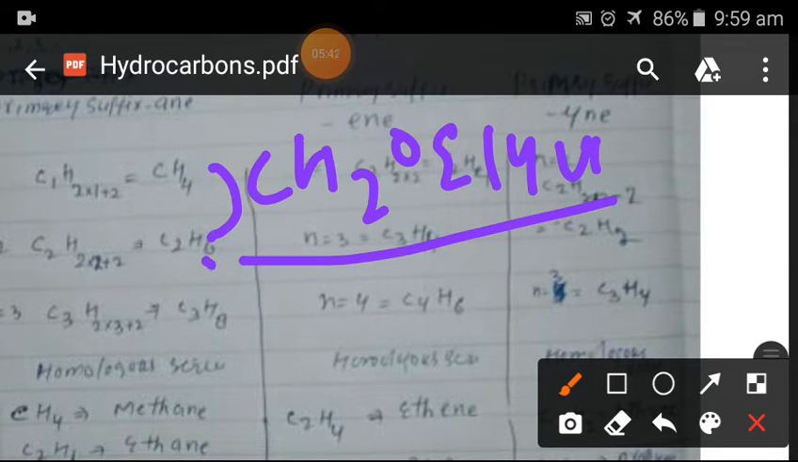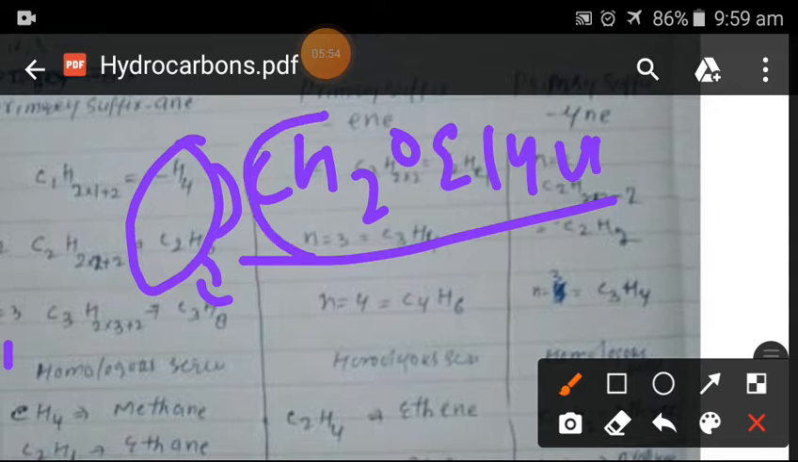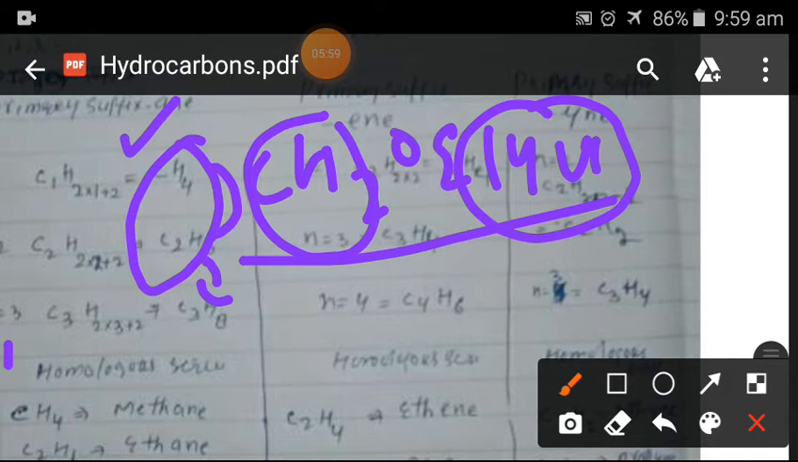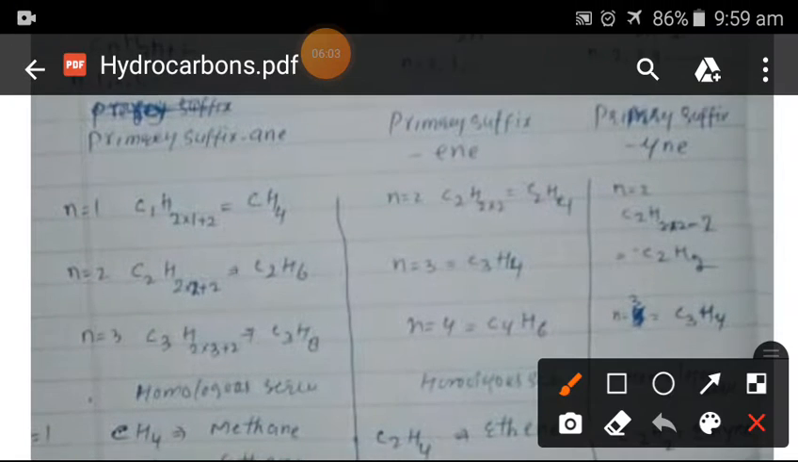So for analogous members, when you give the numbering from n equal to 1 and so on, the individual members will have a difference of CH2 or 14 u. So these are called a homologous series. Here the first homologous series will be formed from the alkanes. The second homologous series will be formed from the alkenes.